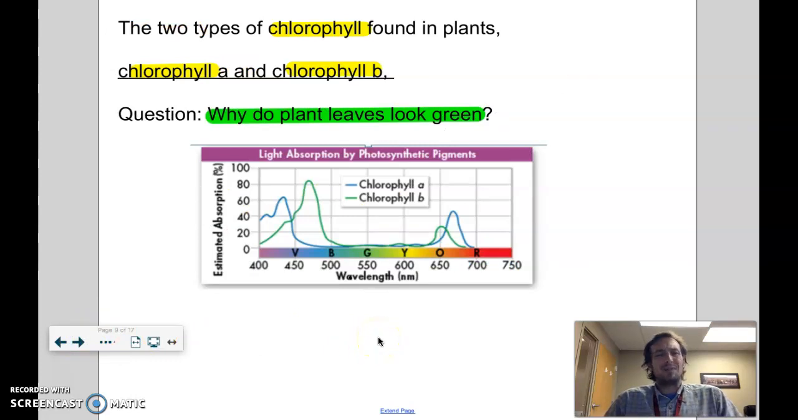There are two major types of chlorophyll, A and B, that we concern ourselves with. And you can see here, if light isn't absorbed, it's reflected. So the reason you see green right here in the middle is because chlorophyll A and B aren't using green light. They use reds and they use blues. Your red and blue lights are the ones that activate the chlorophyll pigment to start a whole process called photosynthesis.